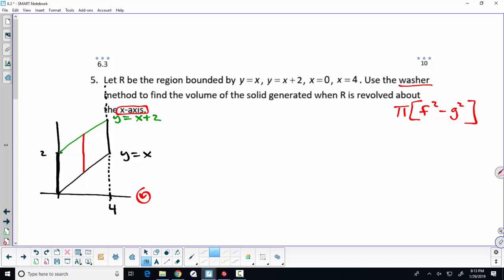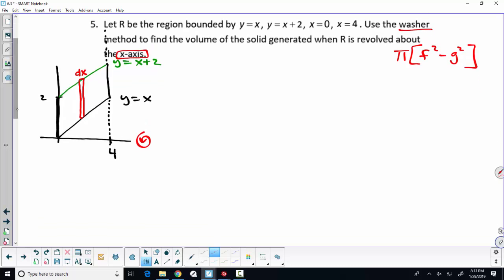So this is some thickness. Let's just exaggerate this rectangle. Thickness dx. All functions are y equals, which they are. So take a few minutes, set this up according to the formula. Don't try to simplify it or evaluate it. I just want to see if we can all set this up.